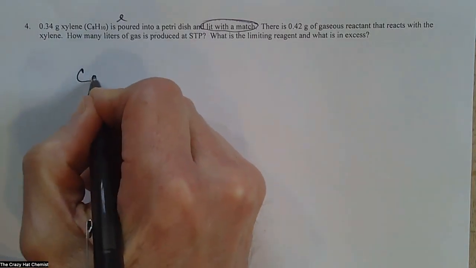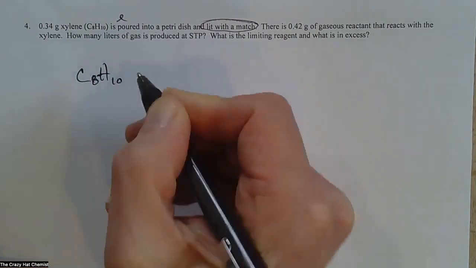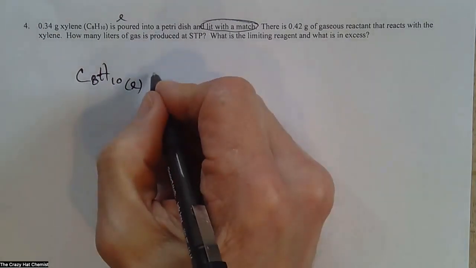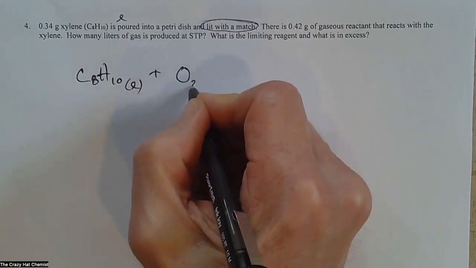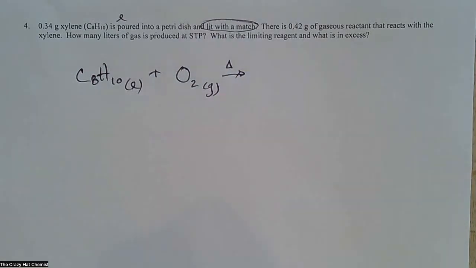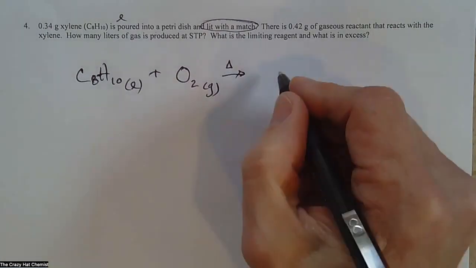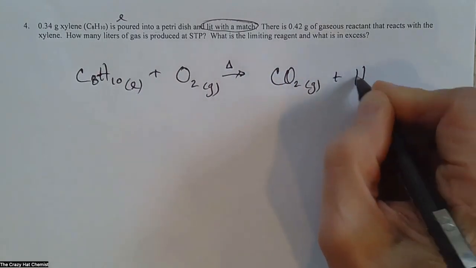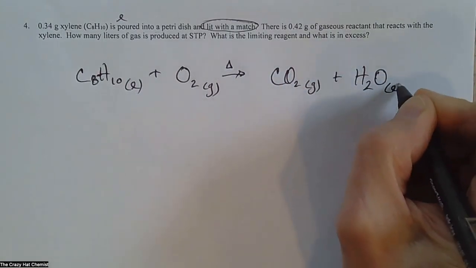And so here we go. It's C8H10. It's a liquid. It says it's lit with a match. That means it's going to be on fire. Therefore, this is a combustion type of reaction. So I'm going to have plus O2, that's a gas. I'm going to have an arrow, and there's going to be a delta above the arrow, so that's necessary. And then this is going to be a complete combustion. And so we're going to have carbon dioxide, that's a gas, and water, H2O, and that's a liquid.